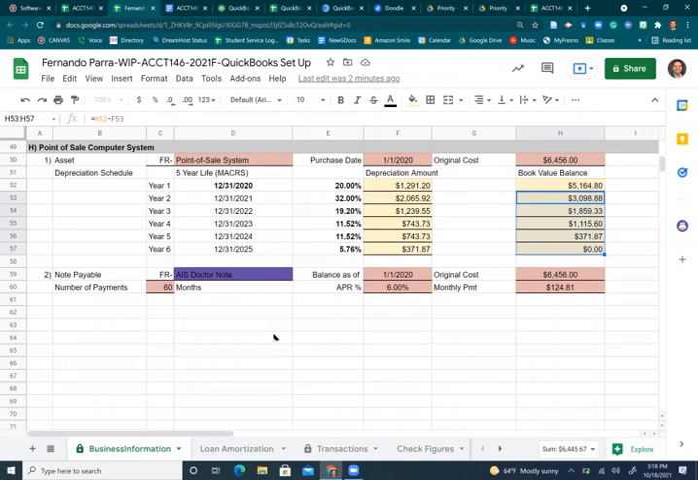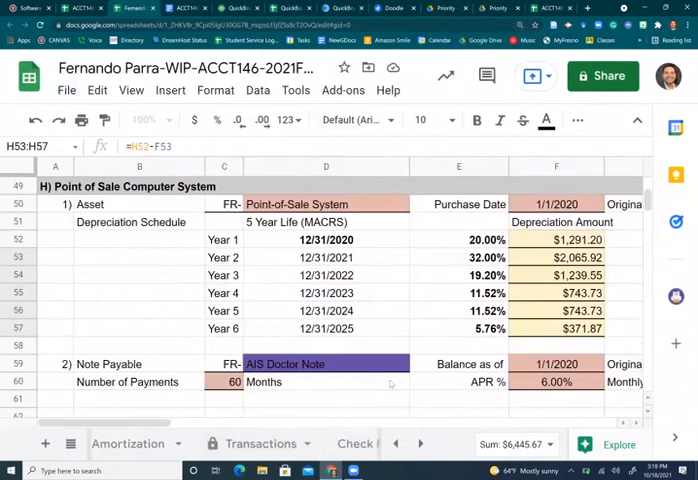So, what do we do then? We've got to come up with the payment amount. And some of these figures are already in there. In fact, all of them. And I have an APR. What is APR about?